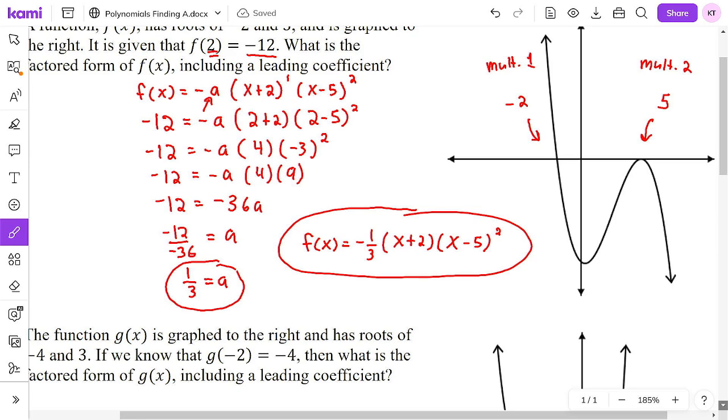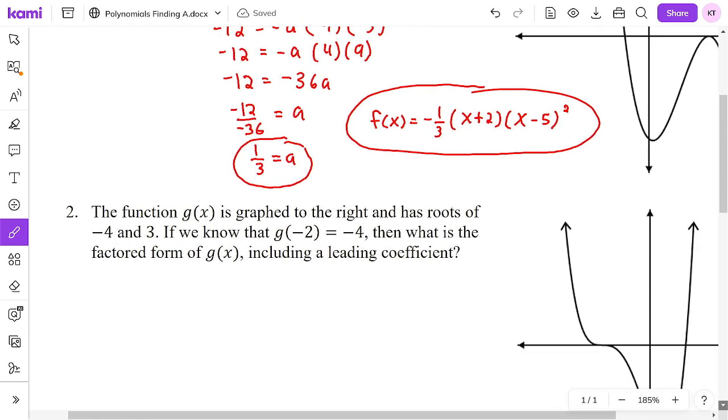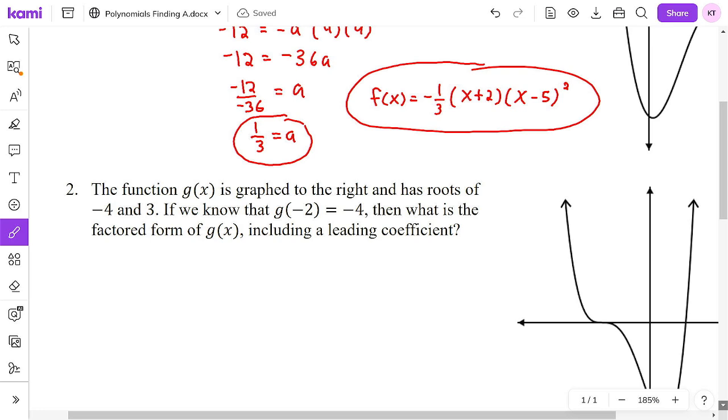All right, so now let's go ahead and move on to the second question. This one is very similar to the first one. It says the function g of x is graphed to the right and has the roots of -4 and 3. We know that g of -2 is equal to -4. Then what is the factored form of g of x, including a leading coefficient?